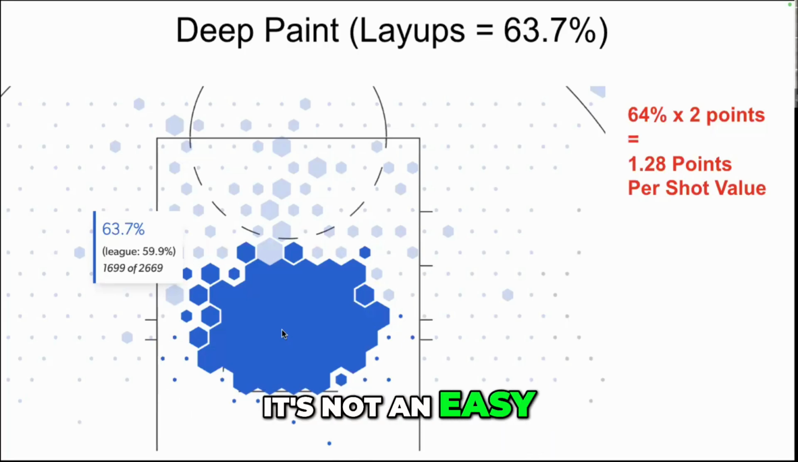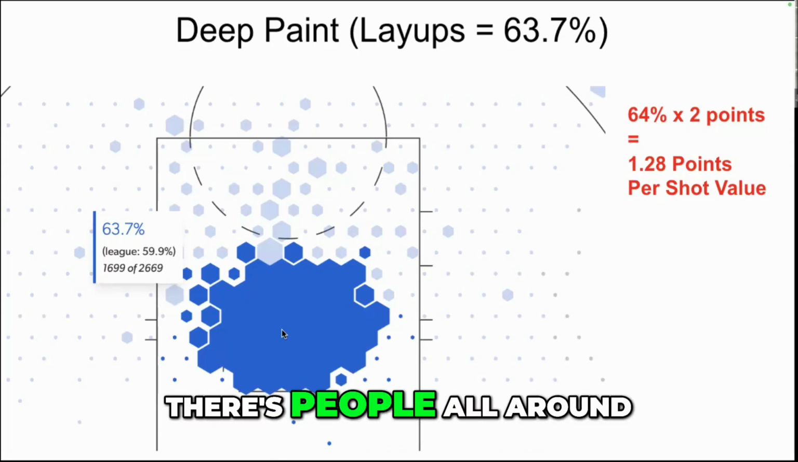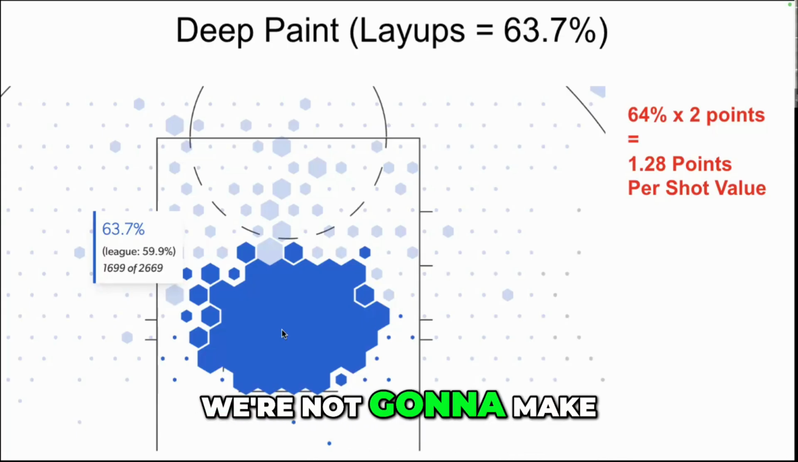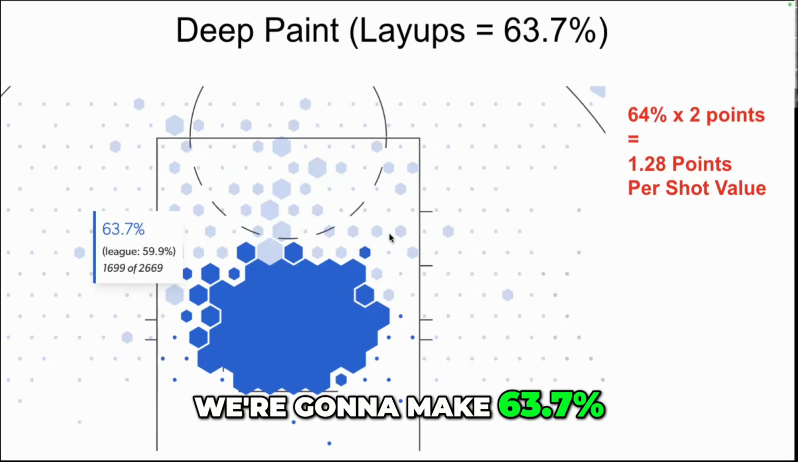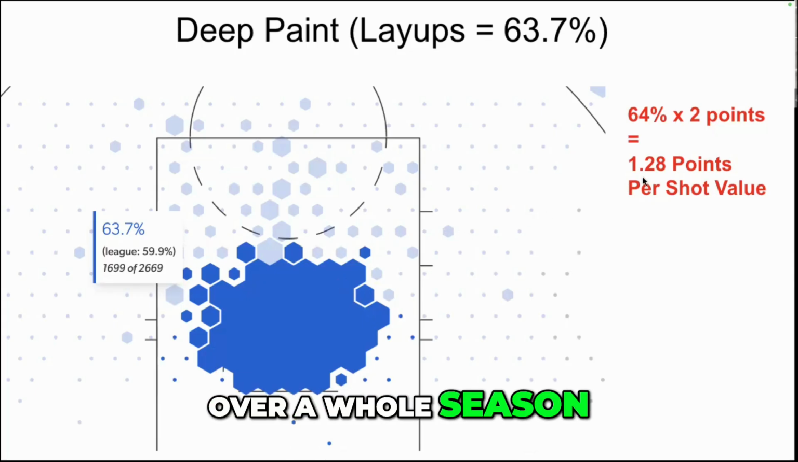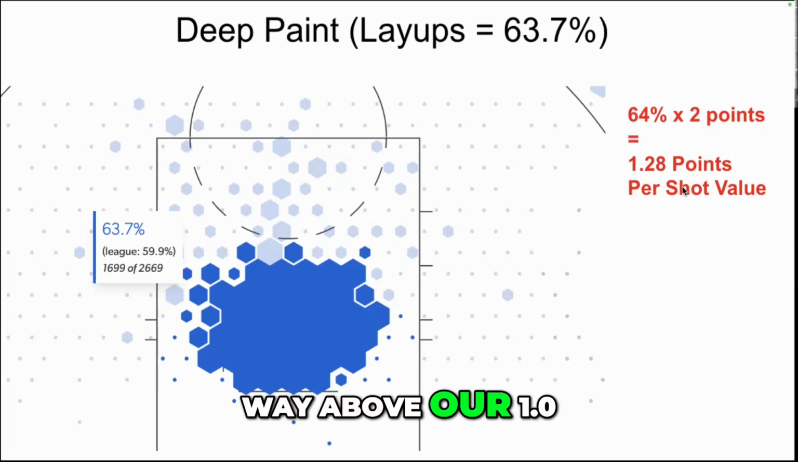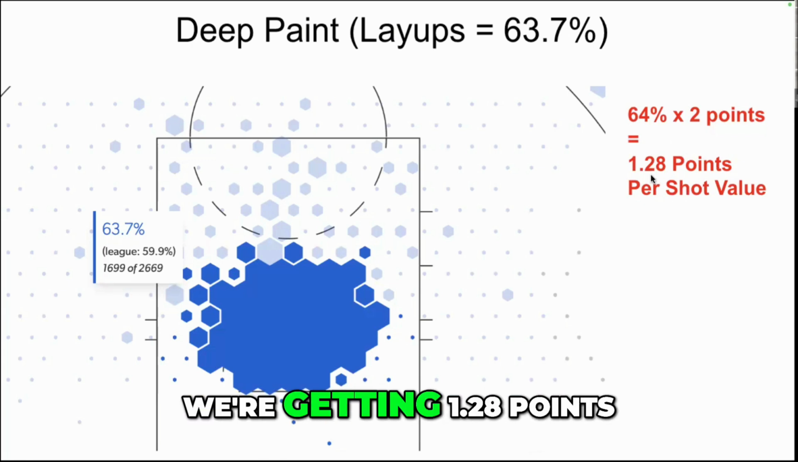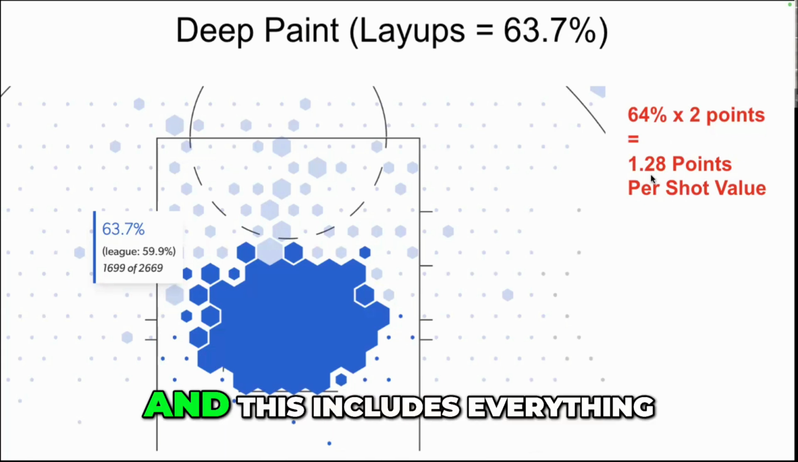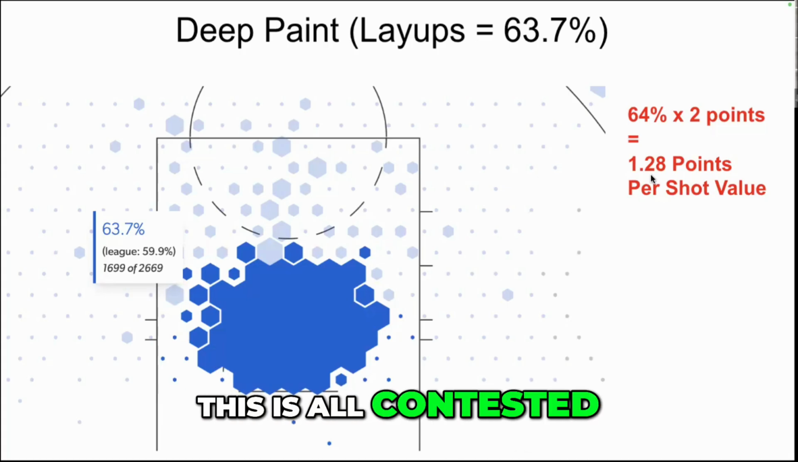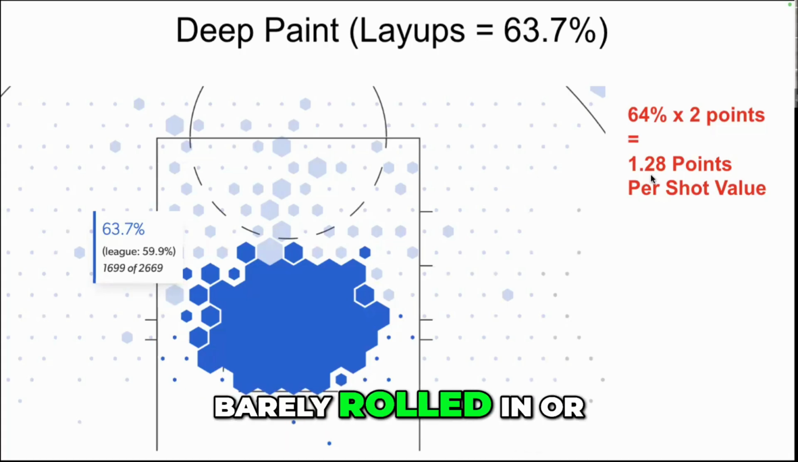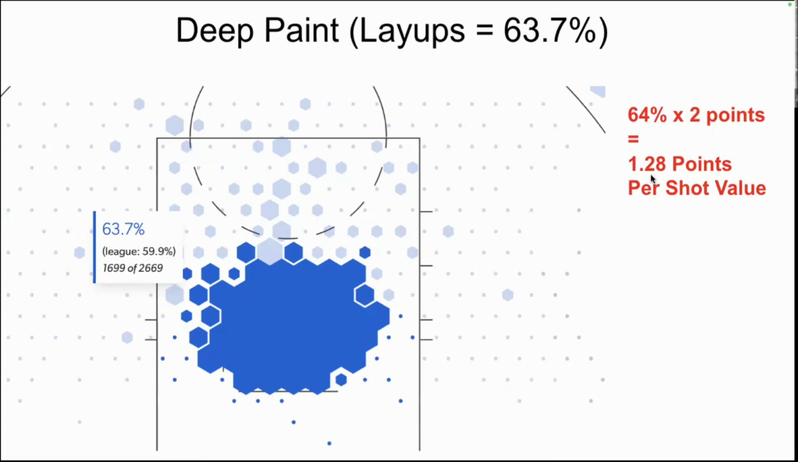It's not an easy free dunk. A lot of the time, there's people all around contesting us. We're not going to make 100% of our layups. We're going to make 63.7% over a whole season. But we're going to average way above our 1.0 gold standard. We're getting 1.28 points per shot, right? And this includes everything. So this is all fast break dunks where nobody was there. This is all contested layups that barely rolled in or missed because the defense was there.